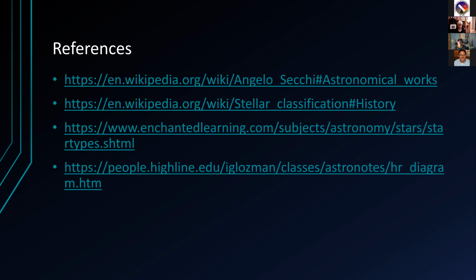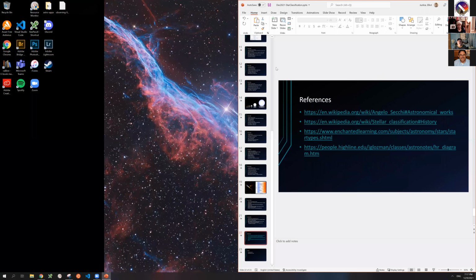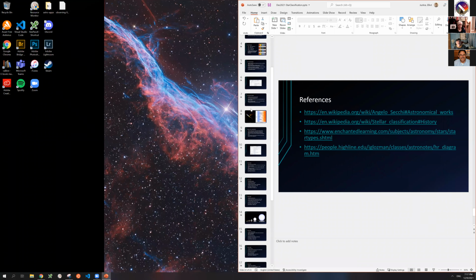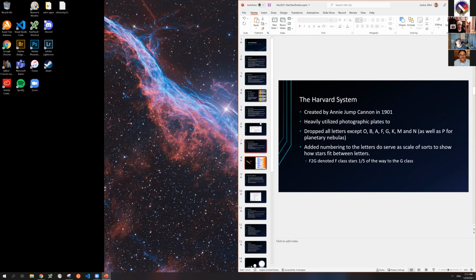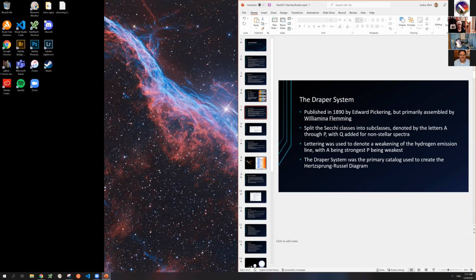Doug, you said you have an answer to our question. Yeah, I looked it up. You have to know the right place to look. So as it turns out, the original classification scheme was proposed before the Draper system finalized their "Oh, Be A Fine Girl, Kiss Me" thing. Before that, there was a classification scheme they were using at Harvard Observatory based strictly on the amount of hydrogen in the star.